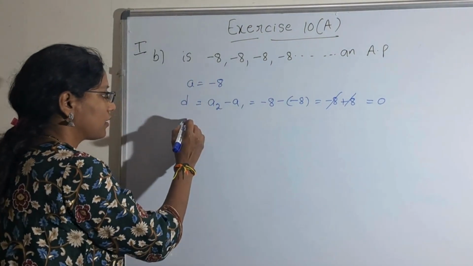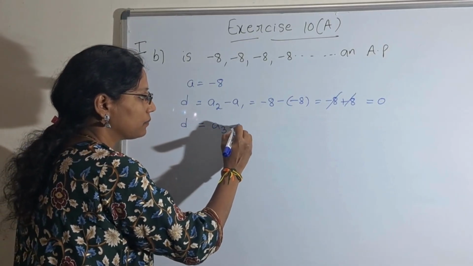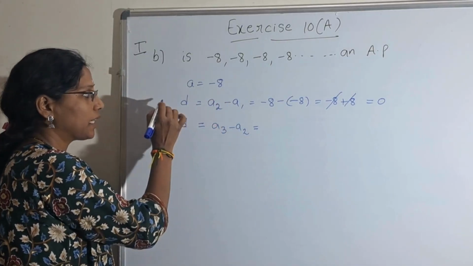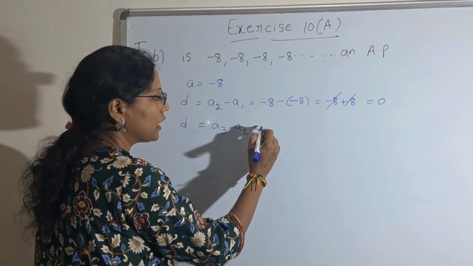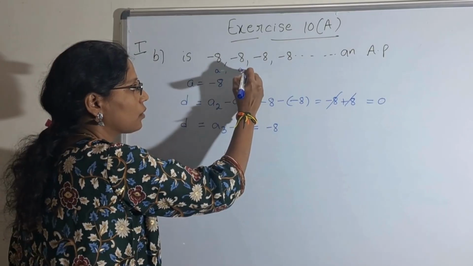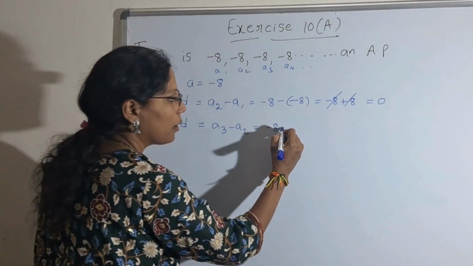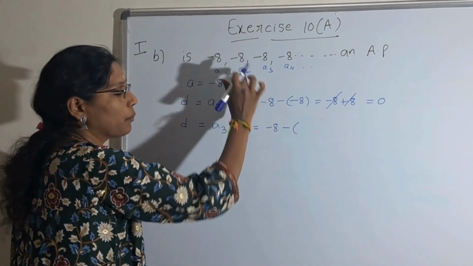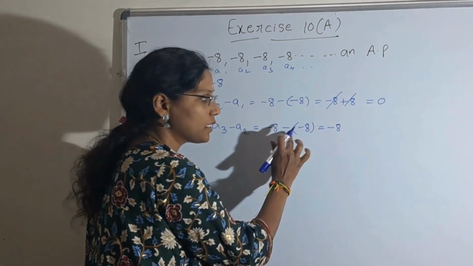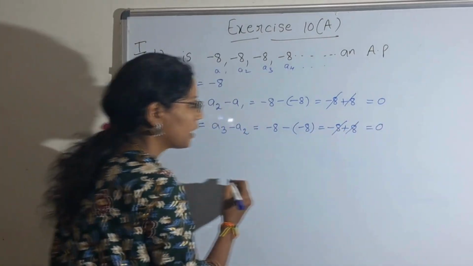Next, common difference. A3 minus A2. This is the first term, this is the second term, this is the third term. Here A3 minus A2 is equal to minus 8 minus of minus 8, minus into minus plus, 8 minus 8 is 0.